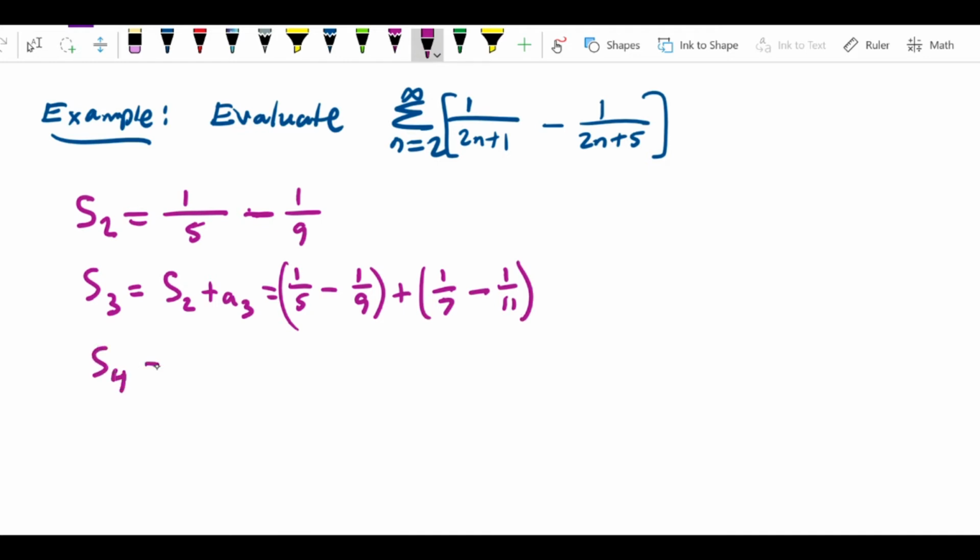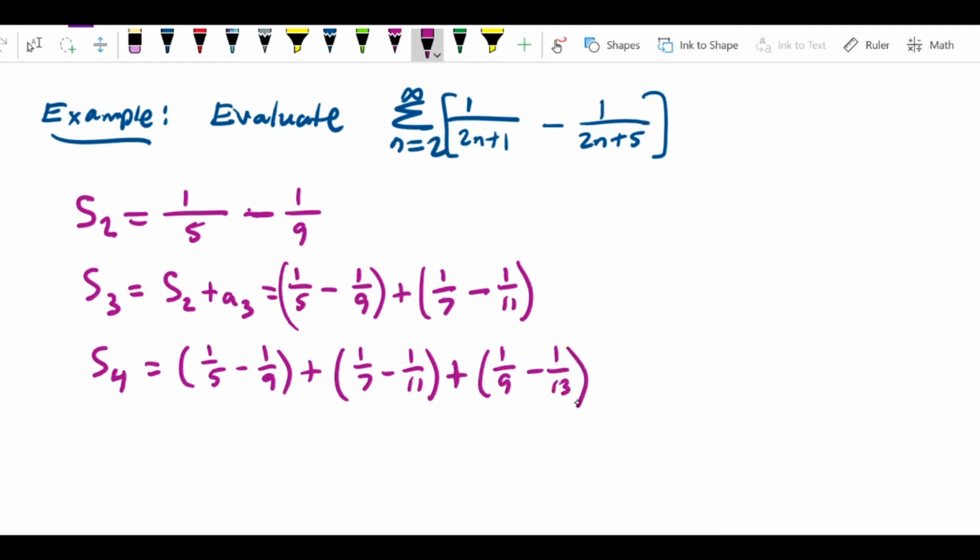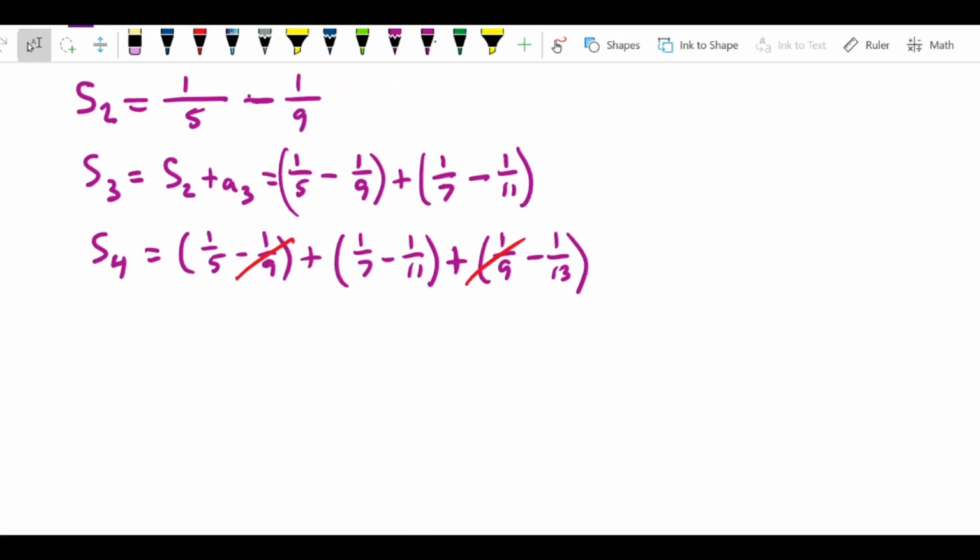So S4 is the sum of the n equals 2 and n equals 3 terms, and then I'll add in the fourth. That's 1 over 5 minus 1 over 9 plus 1 over 7 minus 1 over 11, plus 1 over 9 minus 1 over 13. Okay, now we're starting to at least see a little overlap. We have negative 1/9 and positive 1/9. It's kind of strange because if you look how far apart they are, it doesn't really look like we're seeing much of a pattern. So we have to keep going. With some of these you have to keep going to see the pattern.